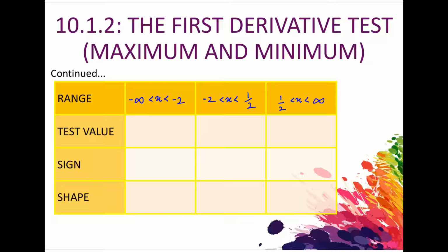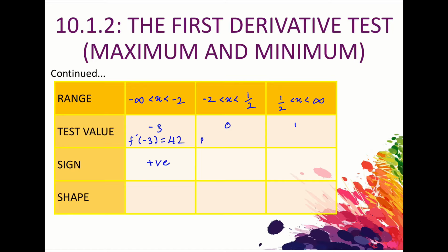So for each interval, we're going to take one test value. So for the first one, let's take negative 3, and the second one, let's take 0, and the third one, let's take 1. So for the first one, we're going to check the value of f'(-3), which is 42. So it is positive, that means the gradient is positive or inclined to the right, so we put the sign of the gradient there, which is positive.